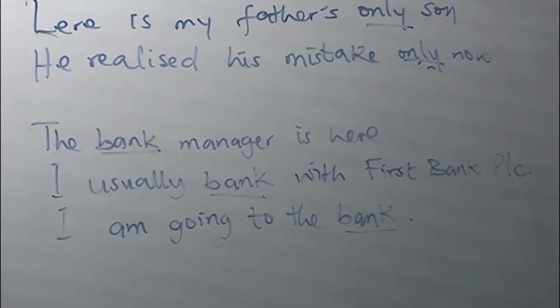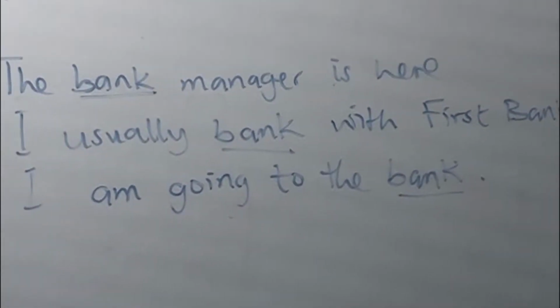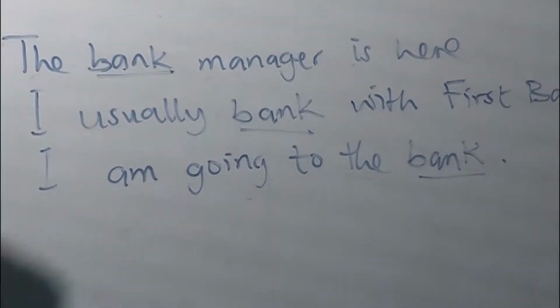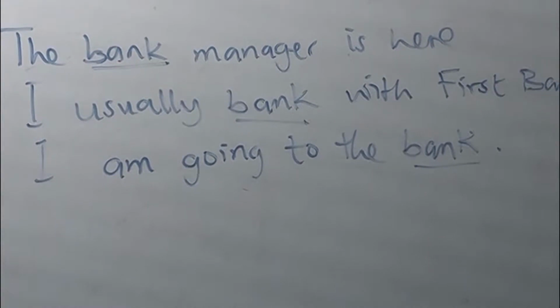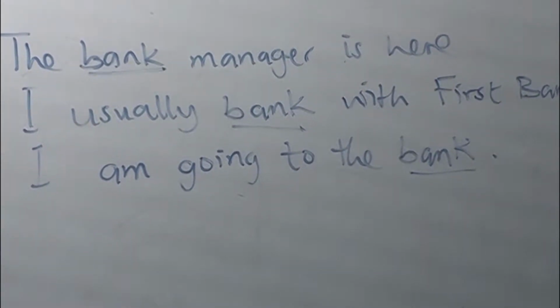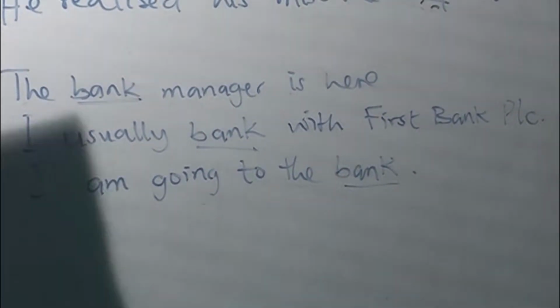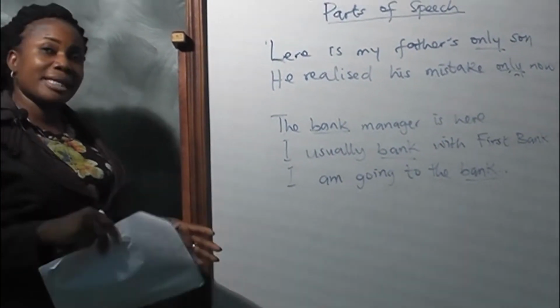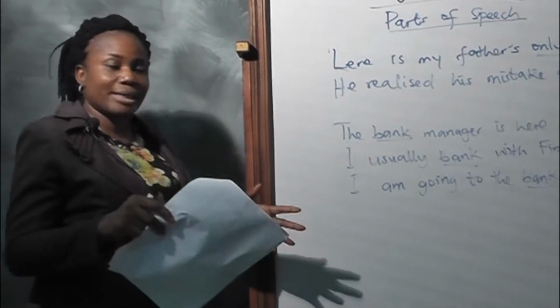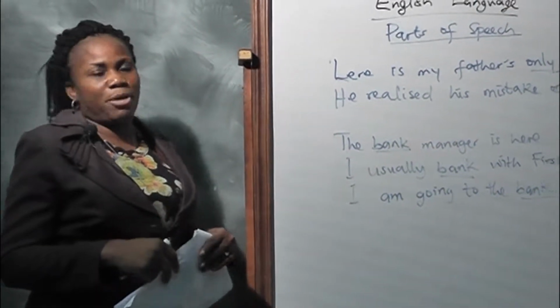And the third sentence says, I am going to the bank. The bank there is a noun. Where are you going? Which place are you going? It tells us the place, and it is the bank. So a word can function in different ways. We have to determine that when you see it in context and the function it performs.